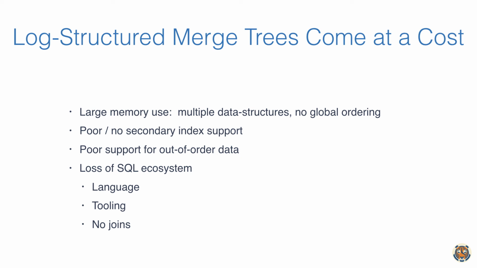So that's not the only problem with this approach. Also with LSMs, you don't get to have secondary indexes. And you have poor support for out-of-order data. To give you a feeling of why, if you have out-of-order data, now your data is more spread along those SS tables. It's not clustered into the most recent SS table.